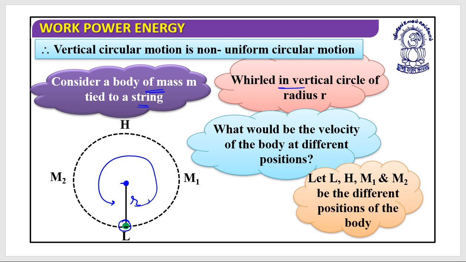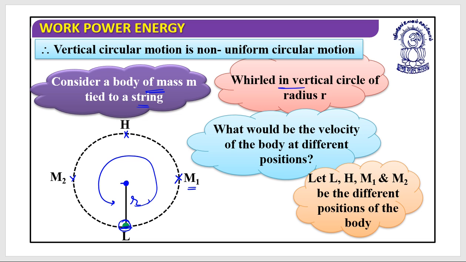If you observe the different points, point L, point M1, point H, and point M2, the first thing to ask is: do all these points have the same velocity or different velocities? What do you think? Do all these locations have the same velocity or different ones?